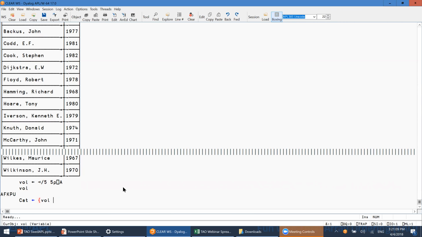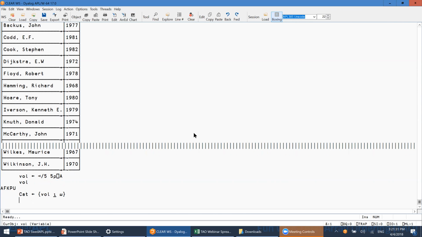So we're going to look at each entry in our table of Turing Award winners, and we're going to use this interval index to look at where they would fit in between this A and F and K and P and U. That tells us which volume it goes in.